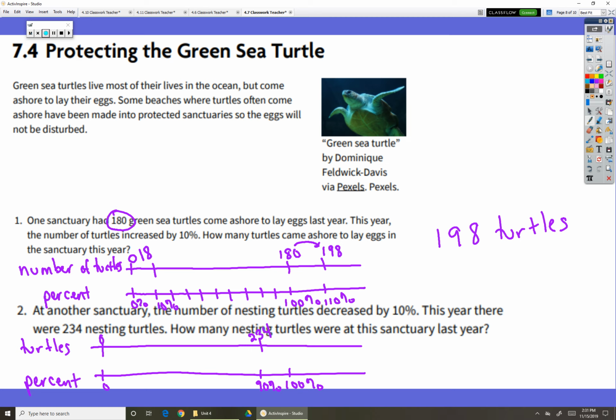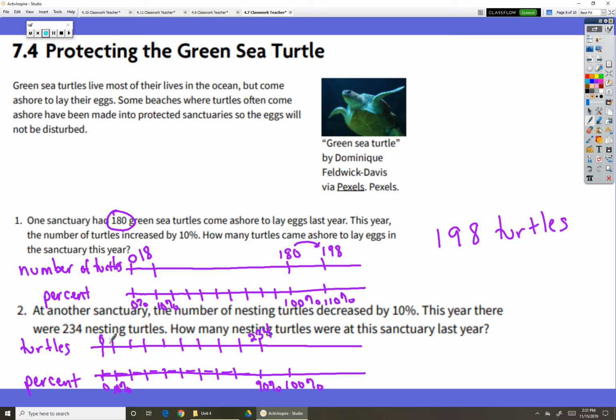Now, if I were to finish dividing my number line, I'm going to go by tens. 10, 20, 30, 40, 50, 60, 70, 80, 90. I didn't do a very good job dividing that. So let's find out how much 10% is. That's 1, 2, 3, 4, 5, 6, 7, 8. That's only 9 sections. Let's put the 9 sections up here also.